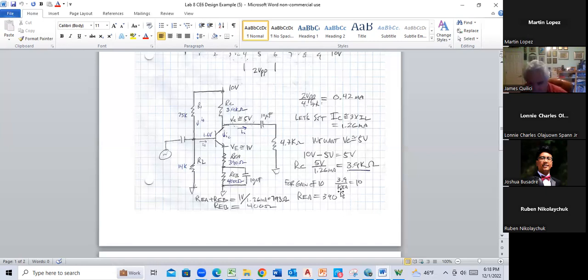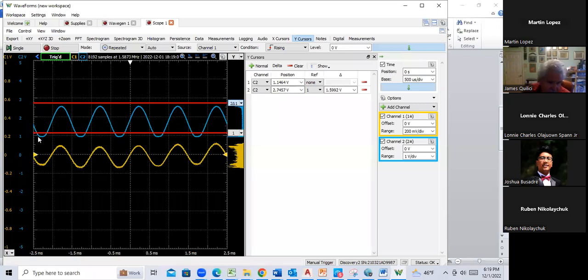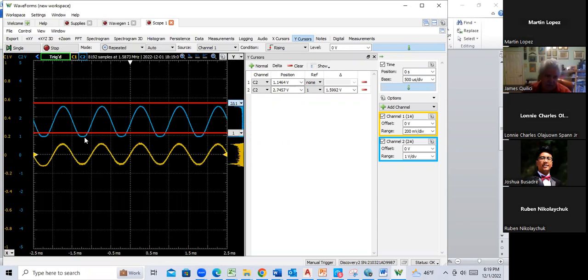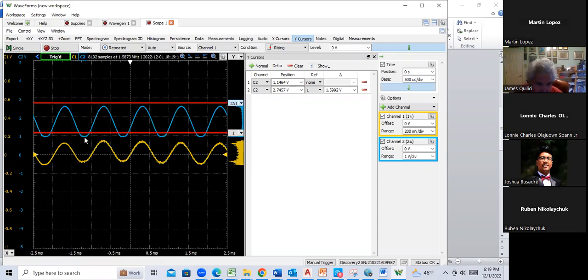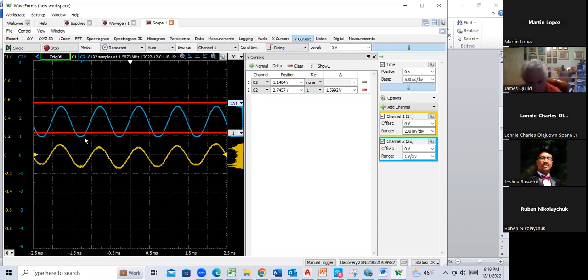Let's see what that looks like. Flattened out a bit, huh? That's because it dropped my average down. I don't like that. It's running into, this is basically my emitter voltage here. When it flattens out like that, I'm getting the bottom part of my dynamic range. So I think that was a bad move. I'm going to put 2K back there.